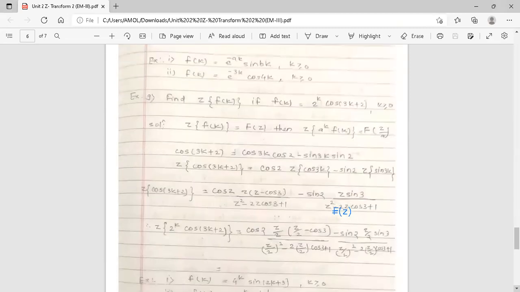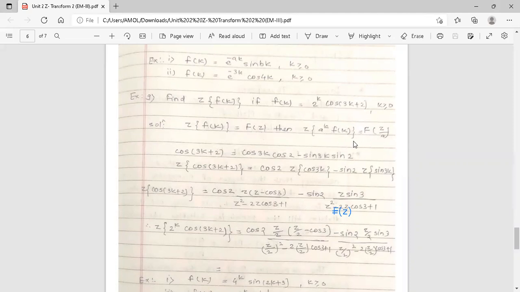Next, find the Z transform of f of k if f of k is equal to 2 raised to k into cos of 3k plus 2, when k is greater than or equal to 0. Now the Z transform of f of k is F of z. The formula is: the Z transform of a raised to k into f of k is equal to F of z by a. This is the change of scale property of the Z transform.